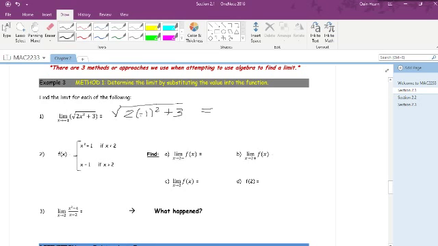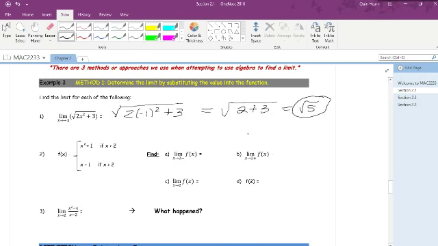All right, so we have the square root of 2 times (-1) squared plus 3, which is going to be the square root of 2 plus 3, which is going to be the square root of 5. Okay, so it did turn out to be a real number. It's irrational, but that's okay. So that is what the limit is equal to.